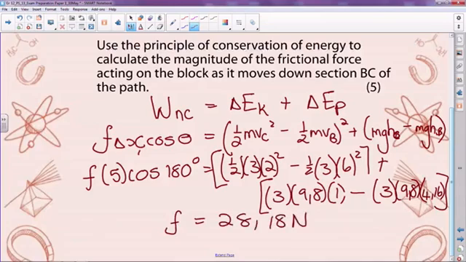and your friction is 28,18 newtons. And you must get a negative answer for this part, because you're going to divide by cos 180, which is -1. Very, very, very important. This was the hard part. The rest is maths.